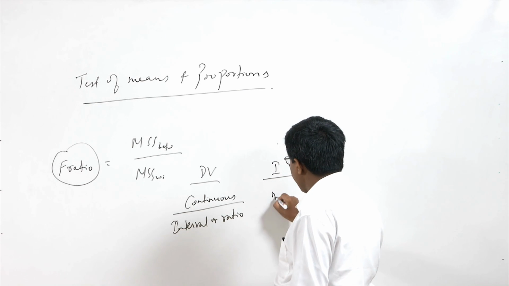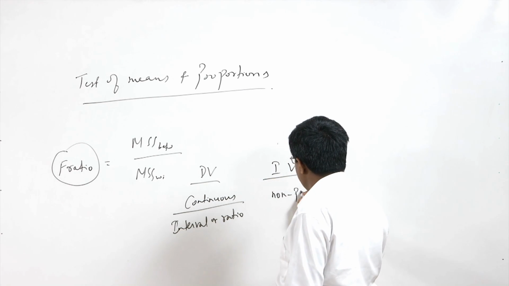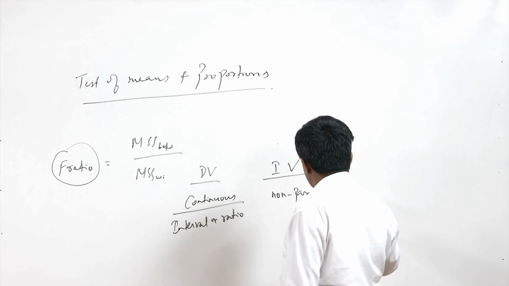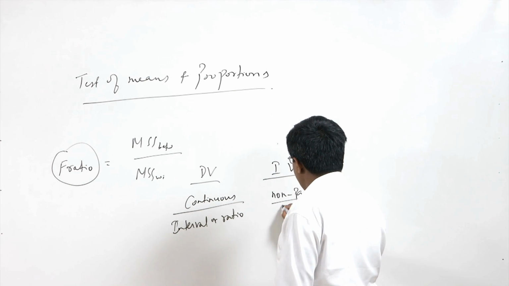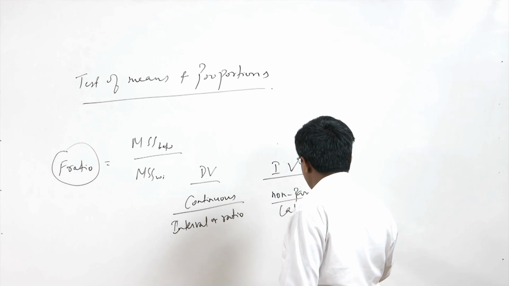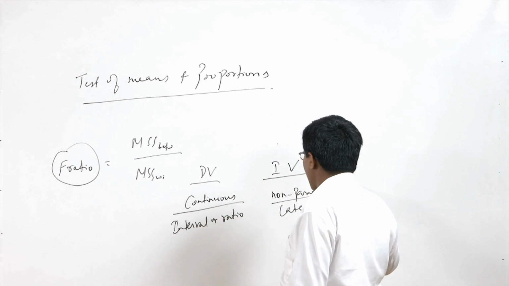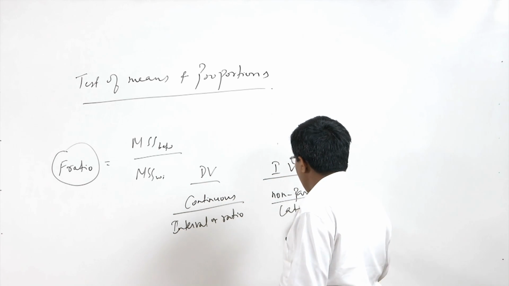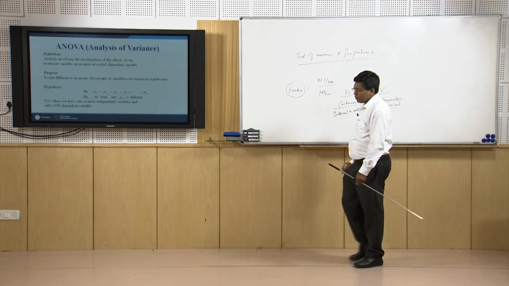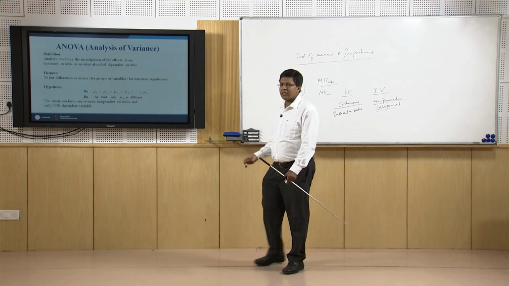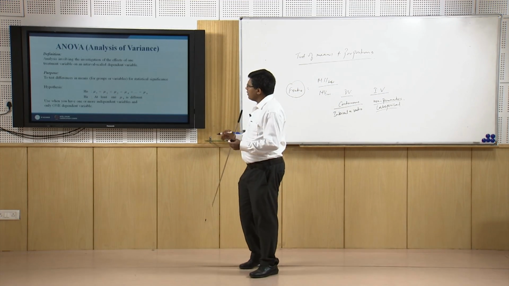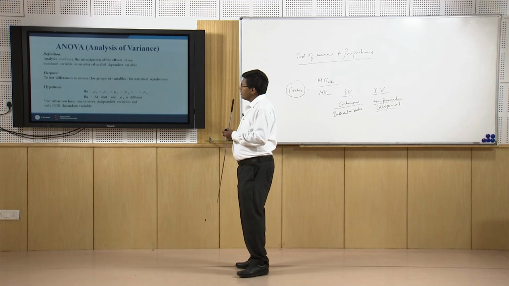On the other hand, the independent variables are non-parametric in nature. They might be categorical in nature. So, this is continuous, this is non-continuous or non-parametric, whatever you say. This is categorical in nature, so this could be in the form of a nominal scale or something. Okay, so let us go see.